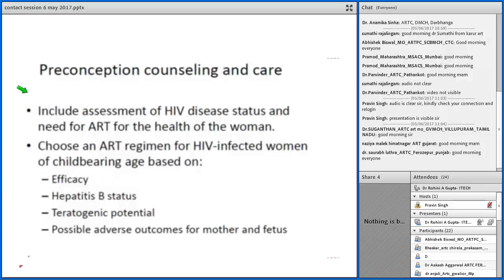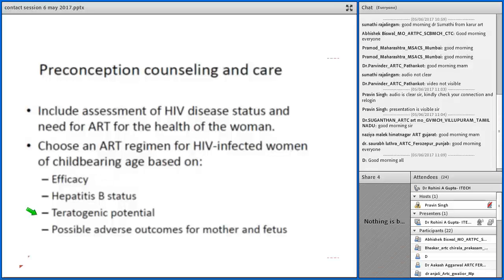Preconceptional counseling also includes assessment of HIV status and starting ART in this lady before she conceives. Choose an ART regimen for the infected woman of childbearing age depending on the efficacy, hepatitis B status, teratogenic potential, and possible adverse outcomes for the mother and fetus. But now lots of studies have been done and they found tenofovir and its equivalents are not teratogenic and are safe during pregnancy.